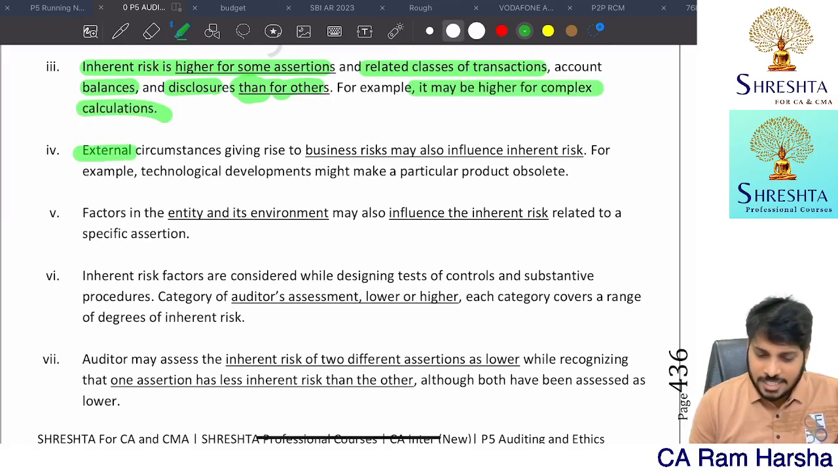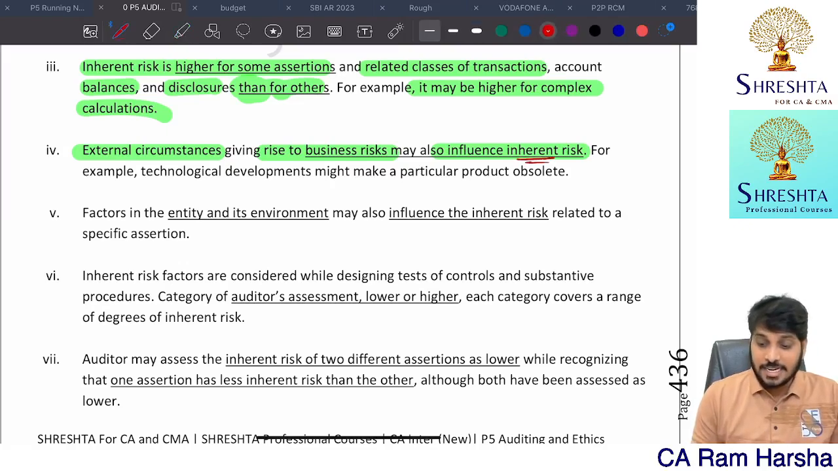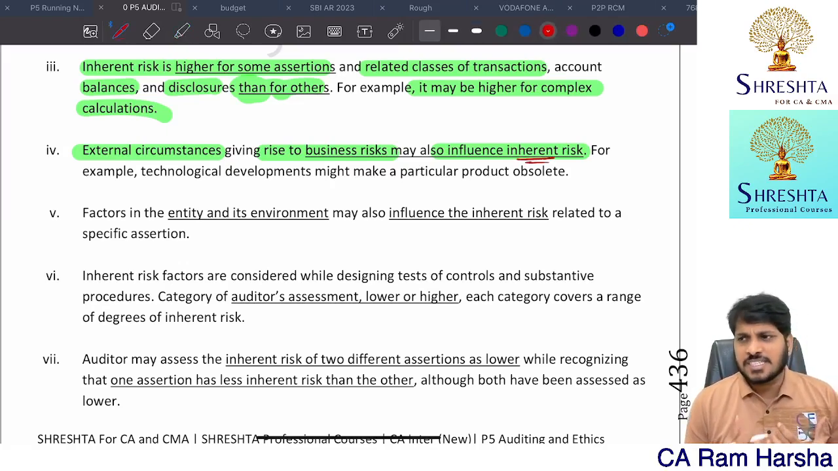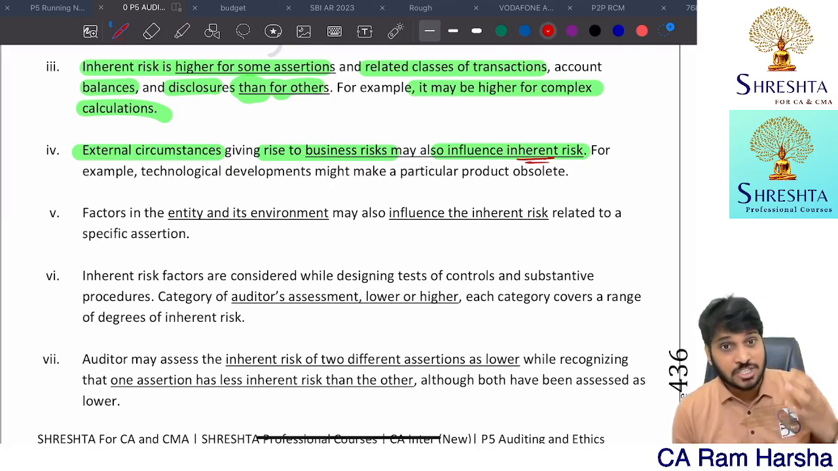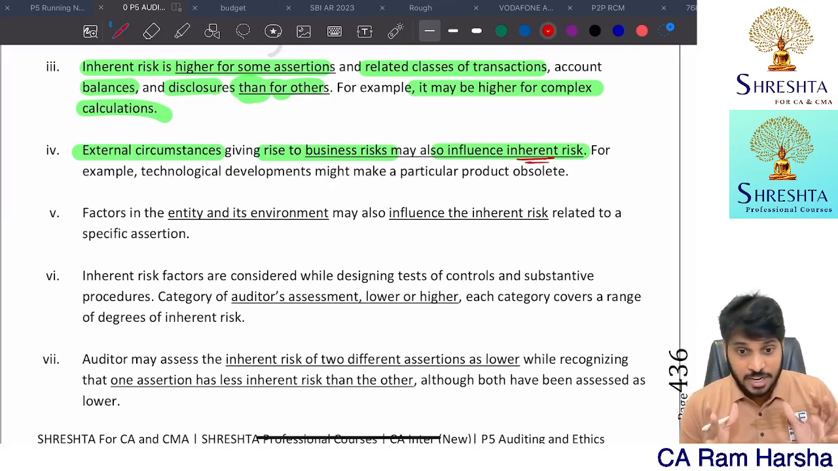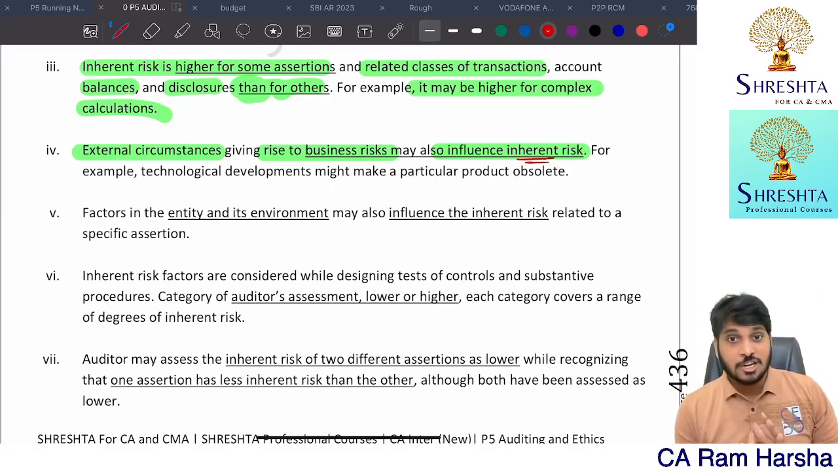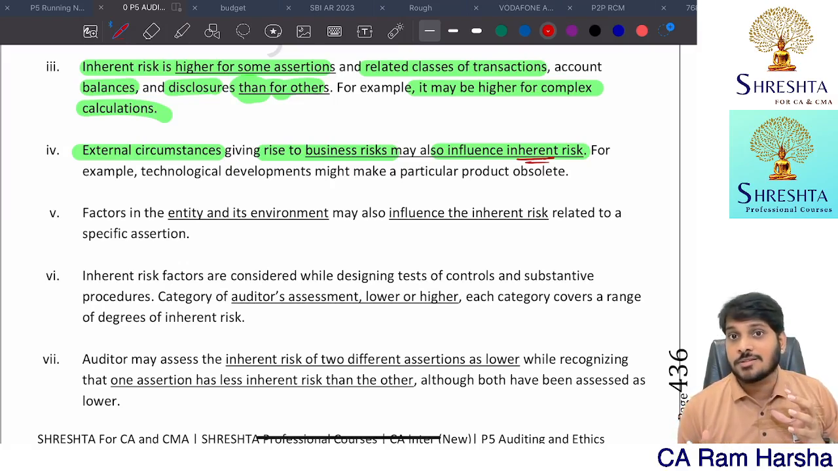In the same way, external circumstances giving rise to business risk may also influence inherent risk. For example, a company facing severe pressure from competitors, severe pressure from the industry, severe pressure from the holding company that this company is not doing well, that the company's sales are not being generated properly. Because of this pressure, top management, directors of the company, may try to manipulate sales, may try to inflate the sales, may try to book fictitious sales.